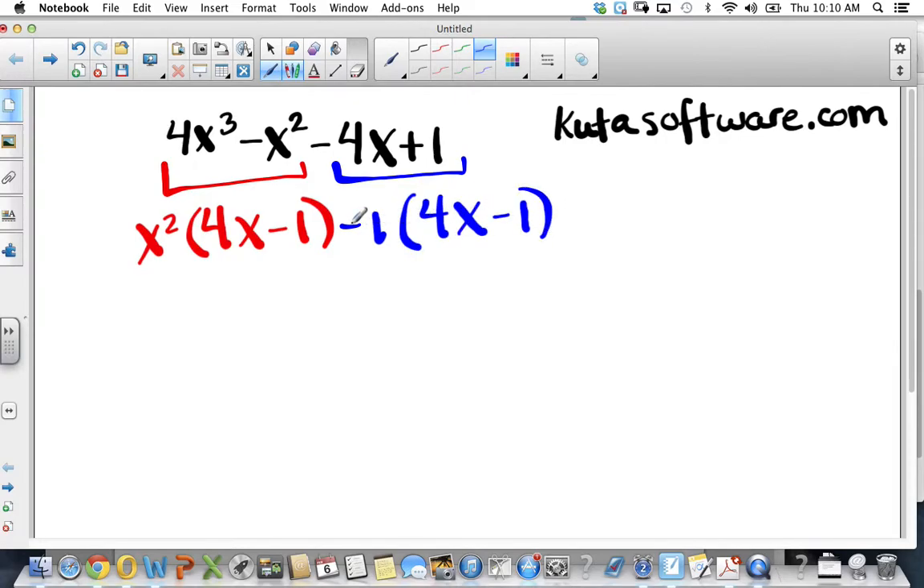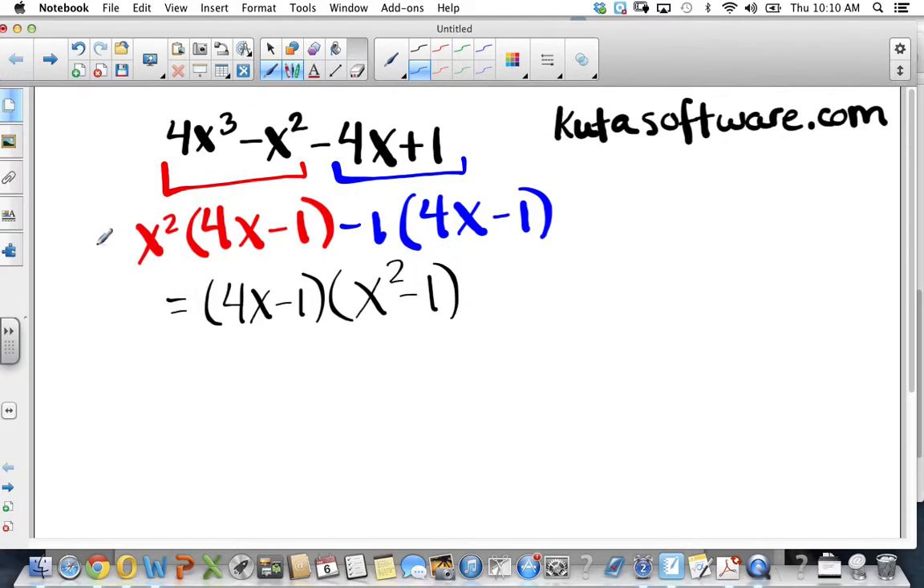Remember, factoring out a negative will change this sign, and you can check because a negative times a negative is a positive. Notice the red and the blue have a common factor of 4x minus 1, so I write that once. And the second factor is x squared minus 1.